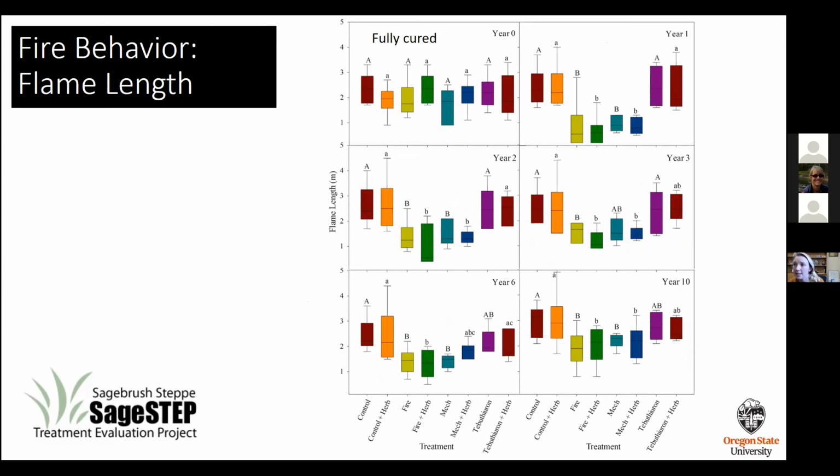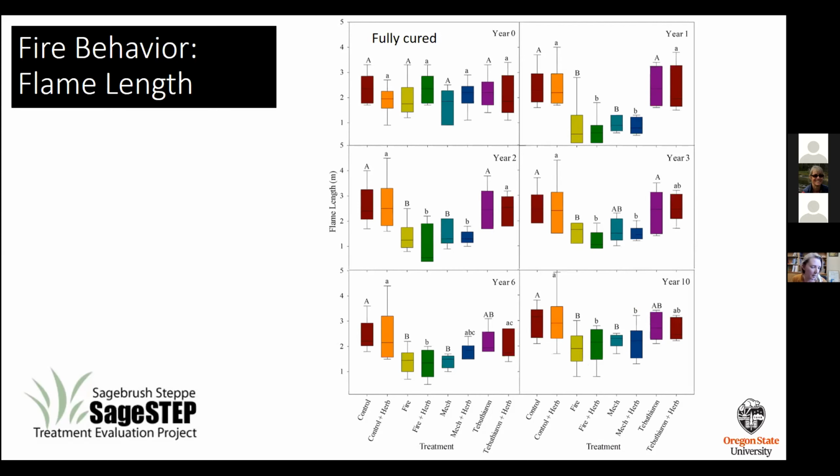Our flame lengths, this is a similar graph looking at a different fire behavior metric, same treatment categories across the same years. And we see this same pattern of the fire treatments and mechanical treatments resulting in lowered modeled flame length than the control or tebuthiuron treatments. And again, this holds all the way through year 10. We've got significantly lowered flame lengths in those treatments.